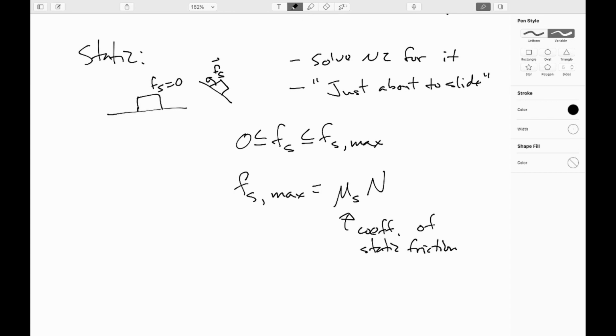Now, as far as direction goes, the direction of the force is parallel to the surface and in the direction required to keep the object stationary with respect to the surface.